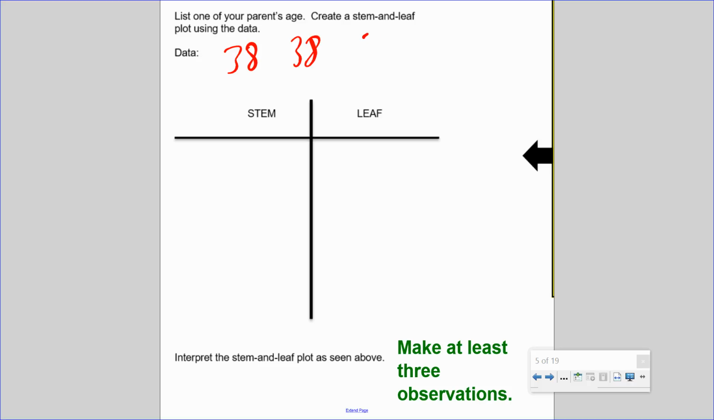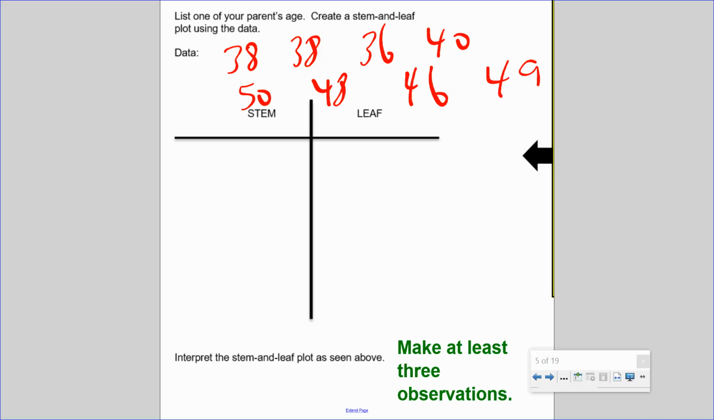Someone says their parent is 36. Someone says their parent is 40. Somebody says their parent is 50. Someone says their parent is 48. Someone says their parent is 46. 1, 2, 3, 4, 5, 6, 7. And I'll just take one more. And someone says their parent is 49.